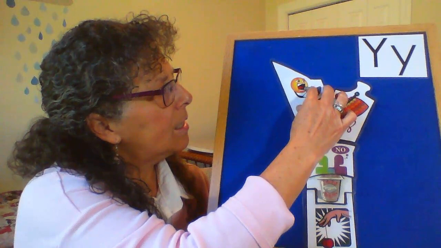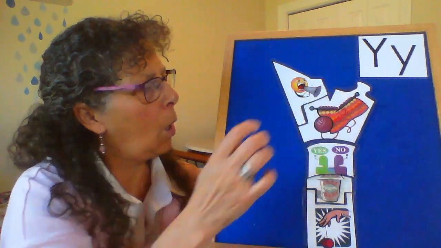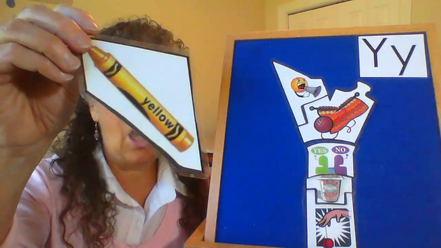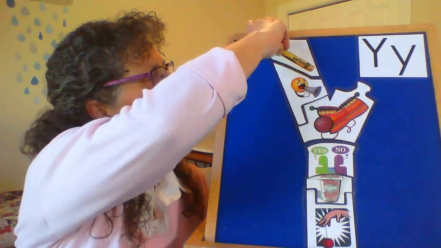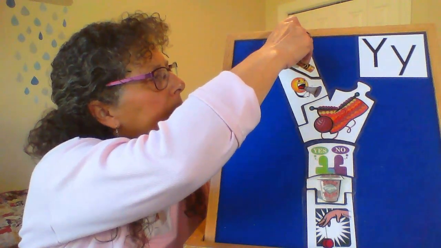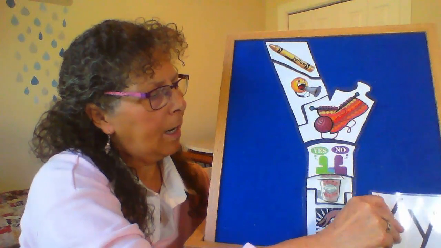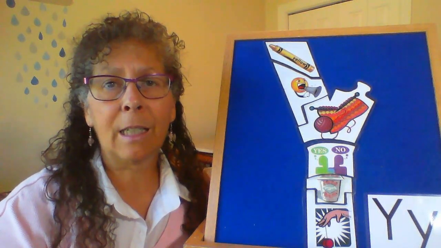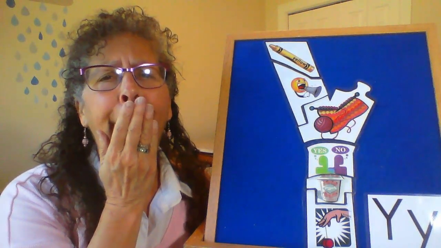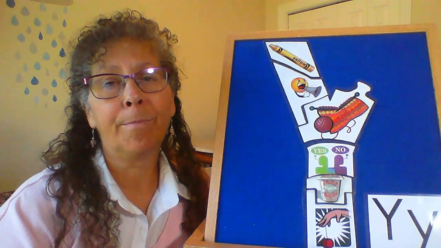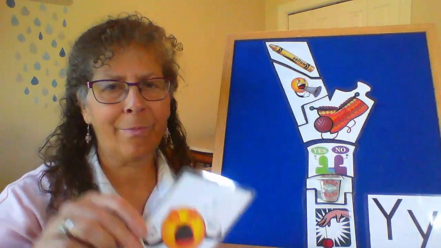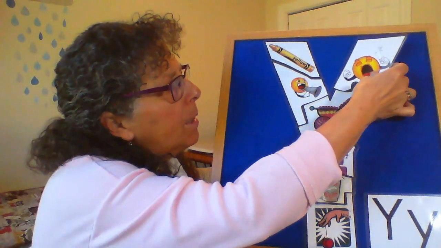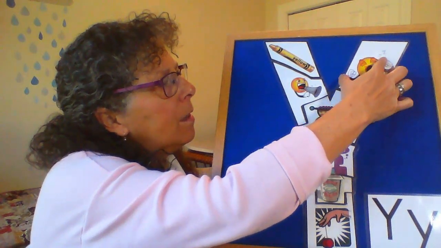And the next word I want you to guess is a color, and it rhymes with hello, but it starts with y. Yellow. Oh goodness, this is a large puzzle. I'm going to have to move our letter Y. And the last word I want you to guess is something that you might do when you're very sleepy. It rhymes with lawn, but it starts with y. Yawn. And what did we make with our puzzle? We made the letter Y.